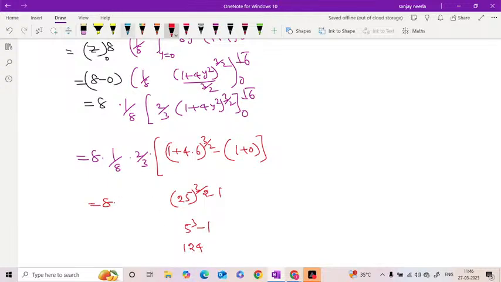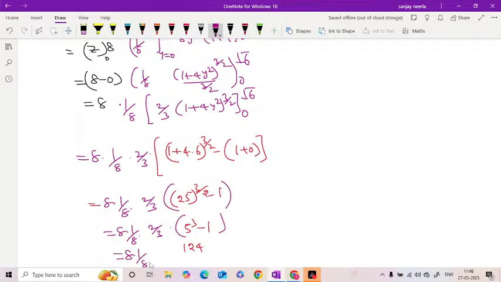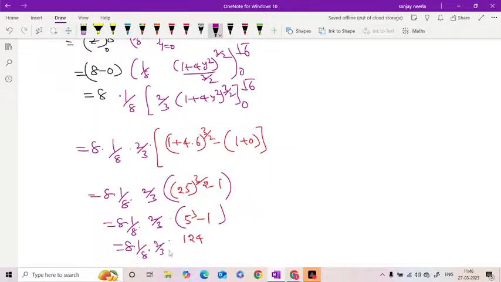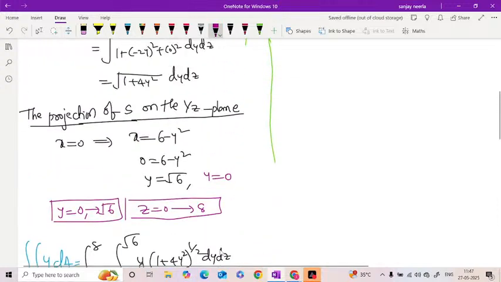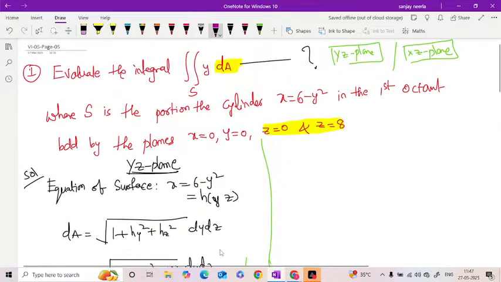So 8 into 1 by 8 into 2 by 3 into 124. Now I am not simplifying. So this is the final result. After simplification, what is the result? The 8 will cancel, and the result is 248 by 3. Okay, so this is the result of this double integral by taking the yz plane.